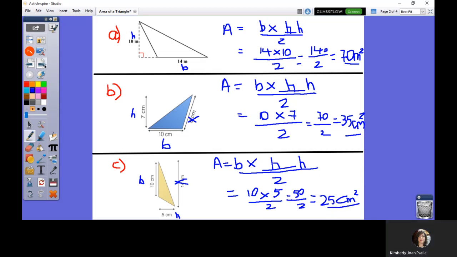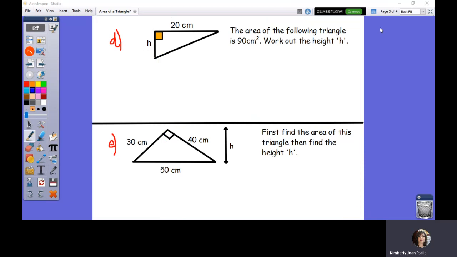Okay, let's work out another example here. The area of the following triangle is 90 centimeters squared. Work out the height h. So here we have to find the height h given its base. This is the base of the triangle, and given also the area of the triangle.